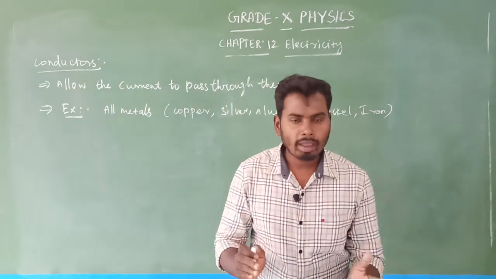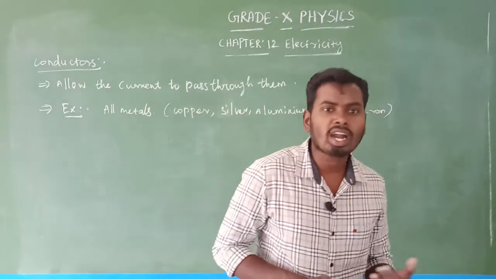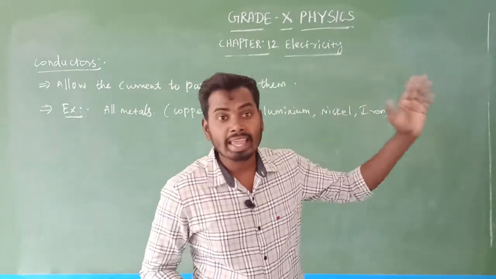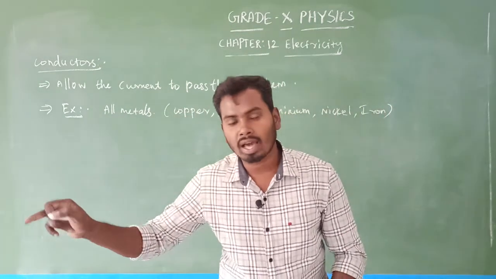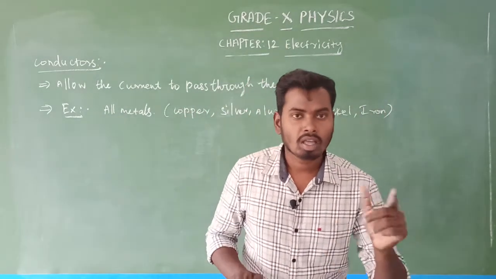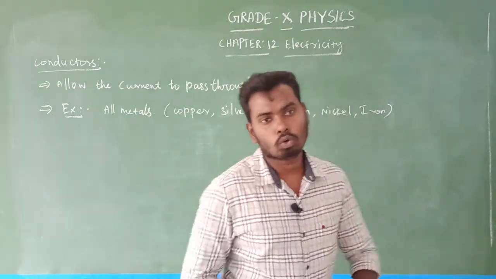Why are metals considered good conductors, whereas insulators do not allow the current to pass through them? What is actually happening there? That is a very big question, a very, very important question.